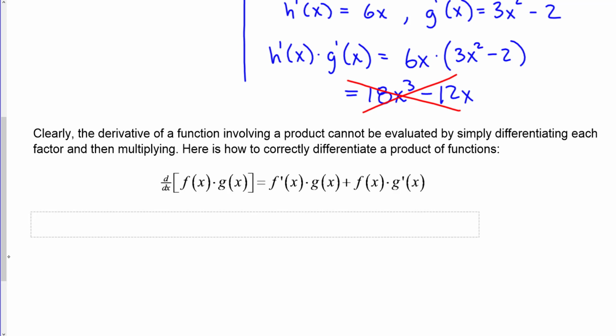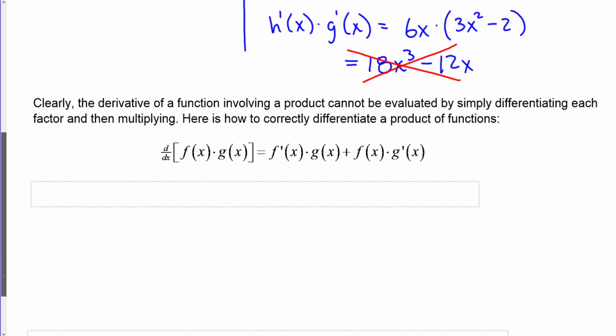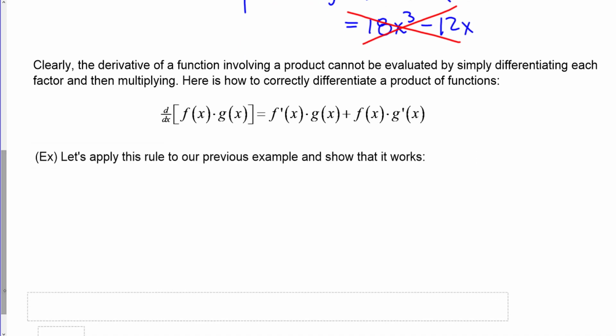I understand. But let's use our example and just see that it works. All right, so I would have the first function as my 3x squared. The second function as the x cubed minus 2x. All right, we have the derivative of the first.